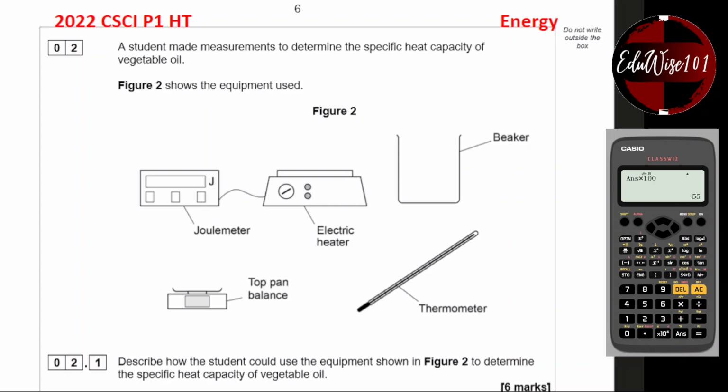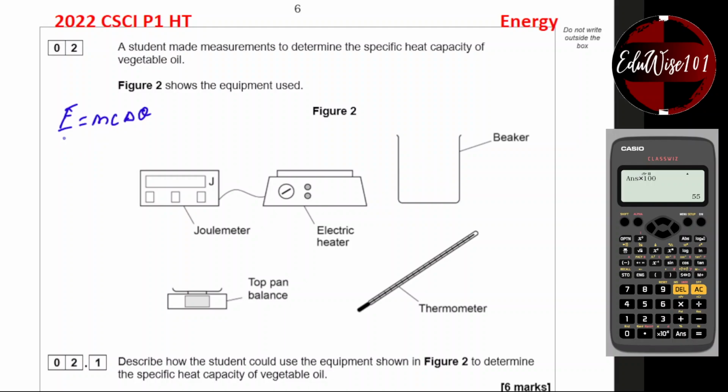In order to determine the specific heat capacity, the main equation that you need to know and remember is this equation: E equals mc delta theta. That should look like a triangle. Now if you rearrange it, well, this is energy.